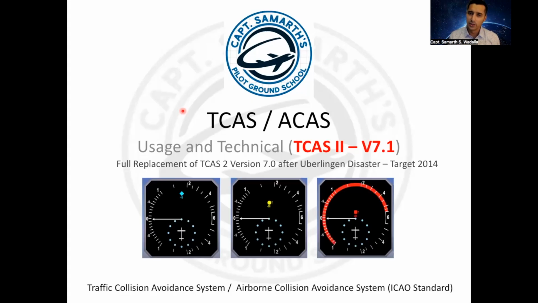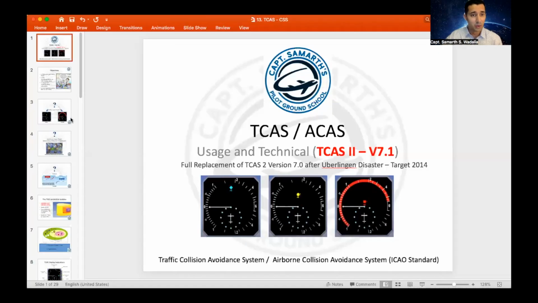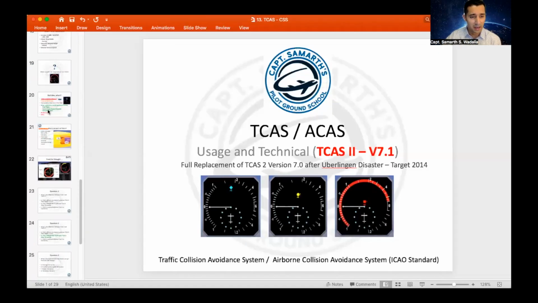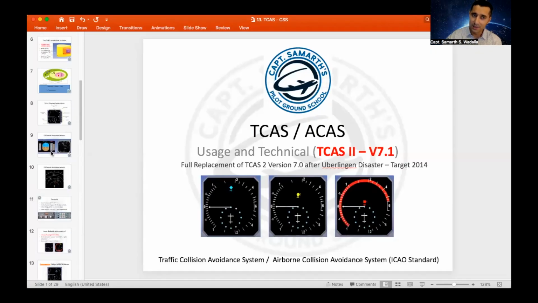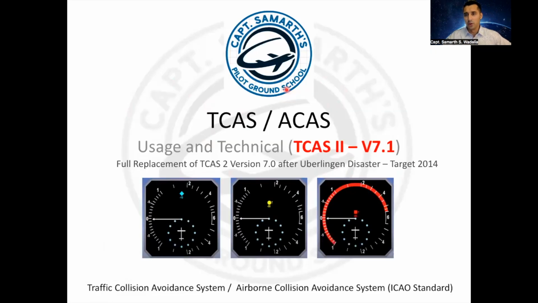This presentation, the title slide itself, has a lot of information on screen. You see TCAS, you see ACAS, you see a bunch of text in red, you see something about an Uberlingen disaster, you see a bunch of graphics. Before I start, let me quickly show you the slides that we will be going through. There are about 29 slides, which include the title slides and a few questions and answers. The title slide itself has a lot of content on it, so let's discuss it one by one.